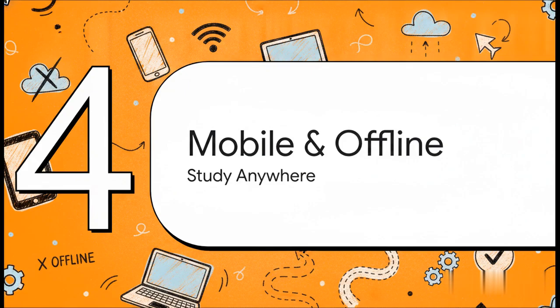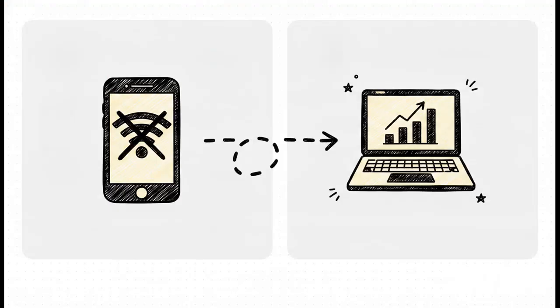Next up, Section 4, mobile and offline learning. Because let's face it, you aren't always chained to a desk, right? Well, the platform offers an incredibly fluid mobile app for both iOS and Android. And the absolute best part, it works completely offline. You can practice literally anywhere on the go, and it seamlessly syncs all your progress, including your percentage scores and performance analytics, right back to the online web simulator the second you reconnect.